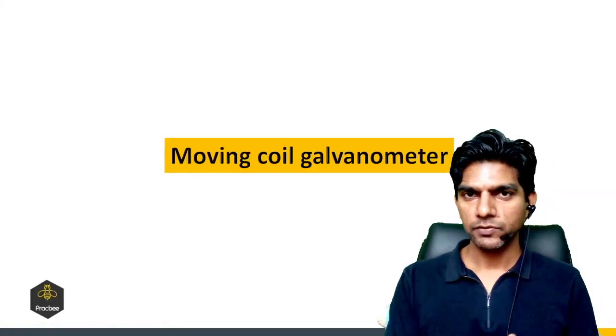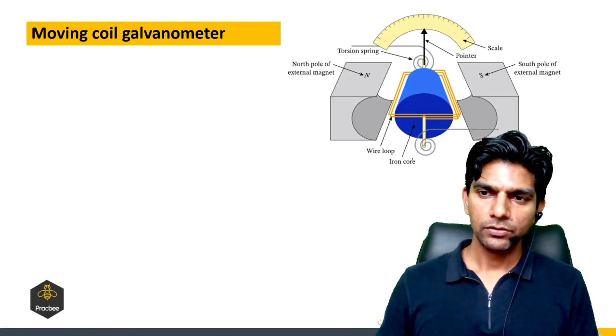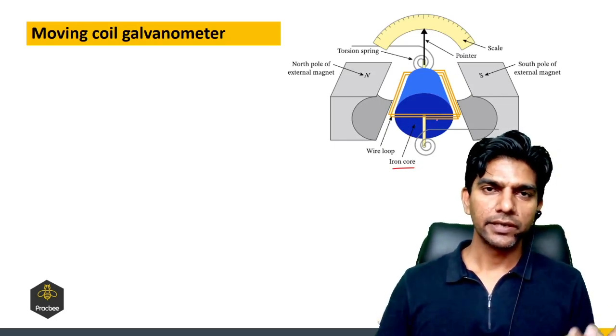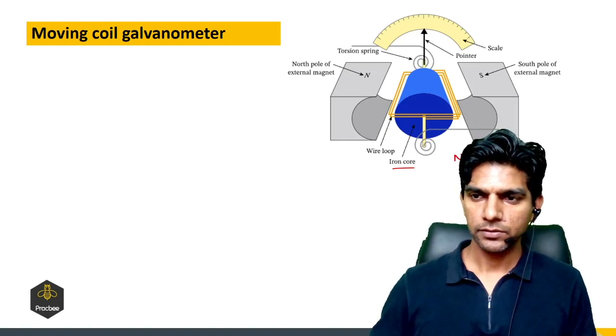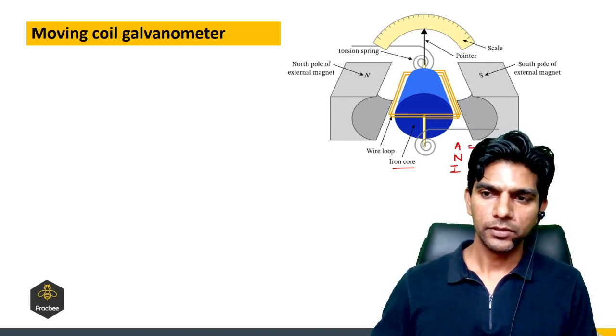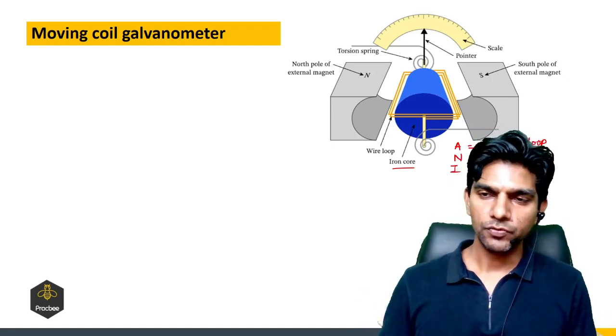Right. So now let us see what is a moving coil galvanometer. In a moving coil galvanometer, there is an iron core, and on this iron core, the conductor or a wire is being wrapped like this. So let us say there are n turns, n is the number of turns and I is the current, and let us say A is the area of one of the turns, the area of the loop. The purpose of a galvanometer is to detect a very small amount of current.